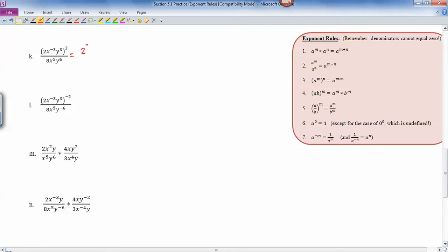So it becomes 2 squared times x to the negative 3 squared times y cubed squared, all over 8x to the 5th, y to the 6th. So then the top, the 2 squared is 4. When I have a power to a power, I multiply the exponents, so that becomes x to the negative 6th. Power to a power again, y to the 6th, all over 8x to the 5th, y to the 6th. Well, one nice thing is these y's will cancel. 4 over 8 turns into 1 over 2, so I've got a 1 on top and a 2 on the bottom.